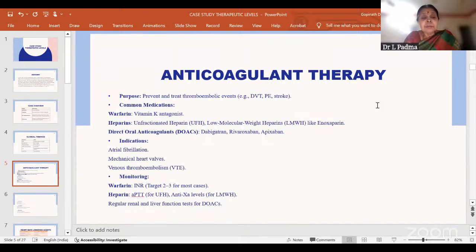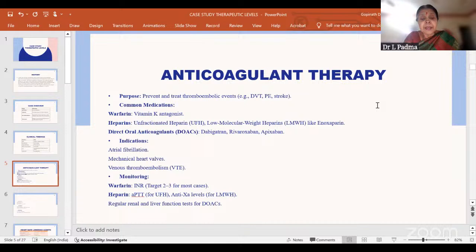Now it is more than warfarin. We are using direct acting oral anticoagulants, that is DOACs: dabigatran, rivaroxaban, and apixaban, looking at the creatinine value. The main indications for these are atrial fibrillation, mechanical heart valves, and venous thromboembolism. Monitoring is definitely required because the main adverse effect is bleeding, which can lead to hypotension. With warfarin, we always want the INR, which is targeted to 2 to 3 in most cases.